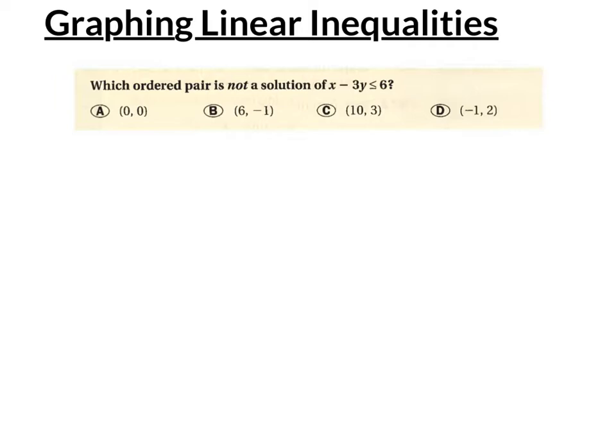So let's start with A. If I substitute 0, 0 into this inequality here, we want to see does it make it true or not. So remember, we have x and then y for every point. So we're going to substitute 0 for x minus 3 times 0 for y is less than or equal to 6. Is this true or not? Well, we have 0 minus 3 times 0. So 3 times 0 is 0. 0 minus 0 is 0. So I end up getting 0 is less than or equal to 6. And that's true. So A cannot be the answer because we're looking for which one is not a solution.